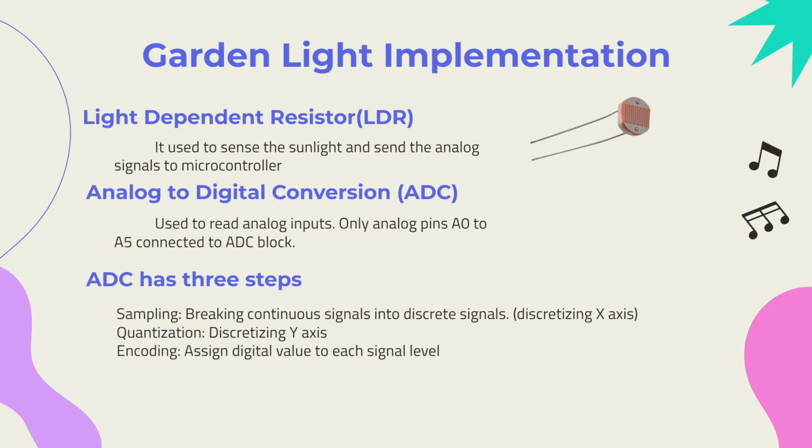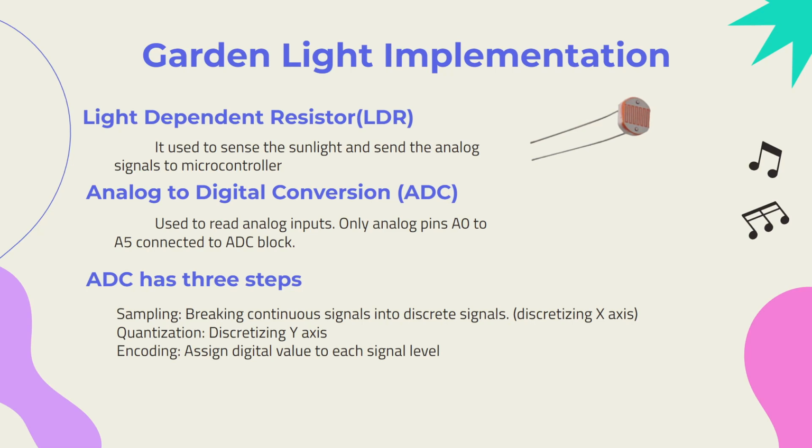So first requirement is garden light implementation, correct? Here the requirement is, based on the sunlight, we need to brighten or reduce the brightness of the LED, like a garden light. So first we need to sense the sunlight, find out how much sunlight is there. For that we are going to use an LDR sensor, which is a light dependent resistor. Using this we are going to control our LED. It is used to sense the sunlight and send the analog signal to the microcontroller.